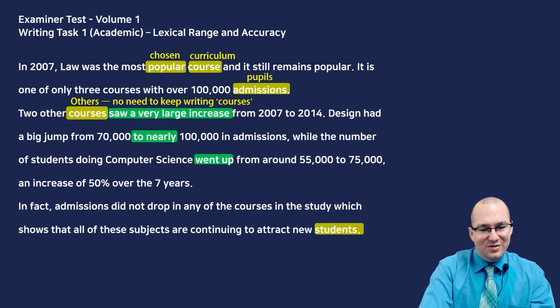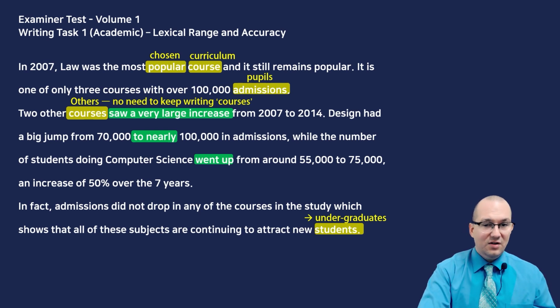And then we've got students again. And a good synonym would be, maybe undergraduates. That would be great to use because the study is focusing on university students, okay? So this would be great if you could use undergraduates as a synonym for students because they're going to university or college. That would be fantastic.